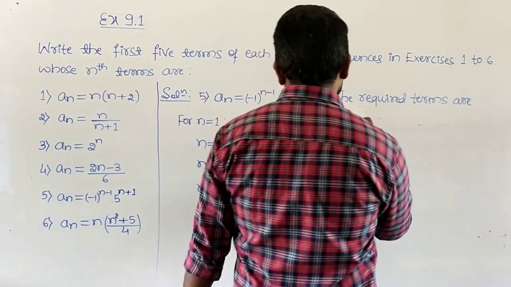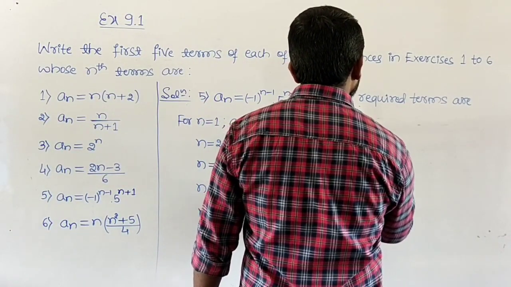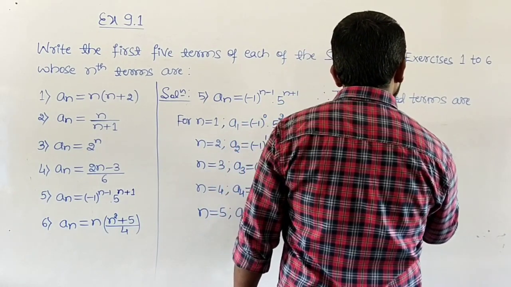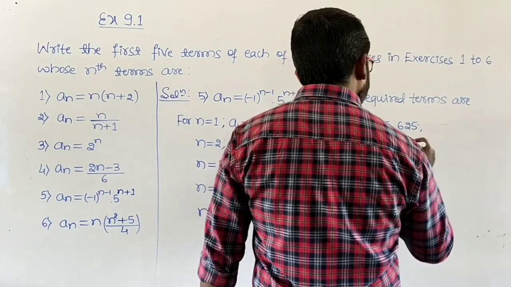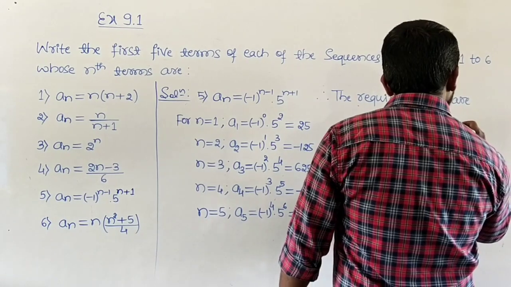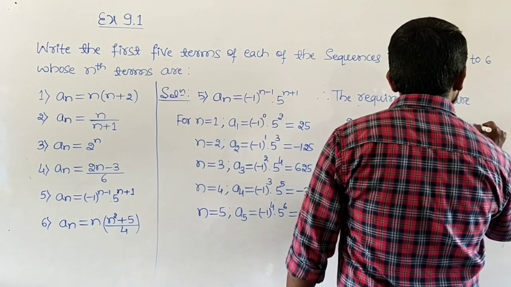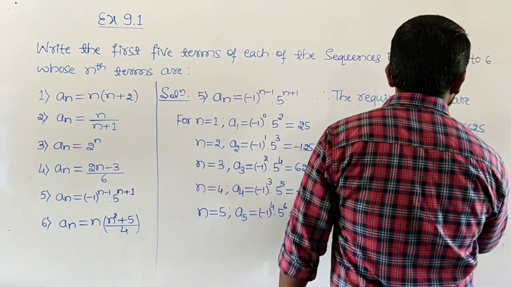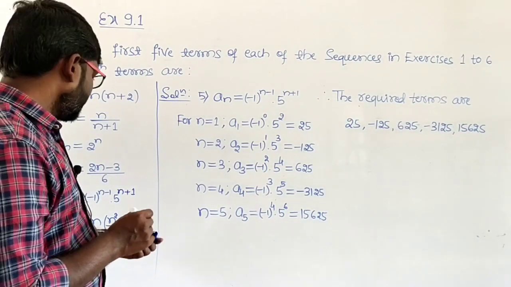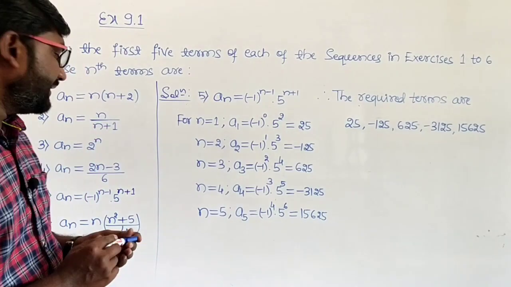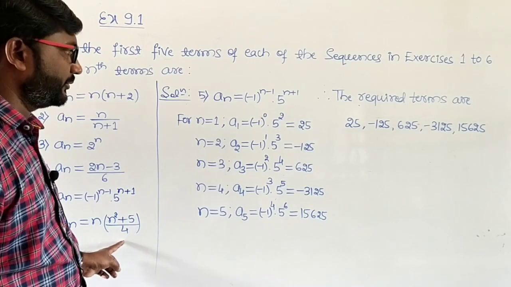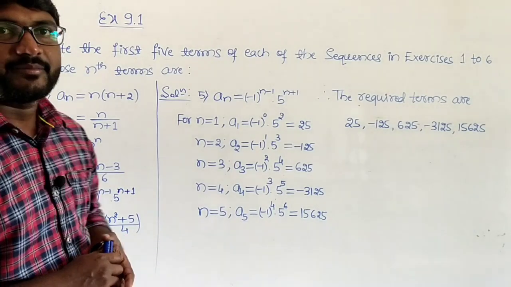So let us write them. The required terms are 25, then minus 125, then 625, and then minus 3125, and then 15,625. So these are the 5 required terms. So this is all about the fifth one. So take the sixth question as an assignment. It is a_n equal to n into (n square plus 5) divided by 4. And then we'll move on to the seventh question.